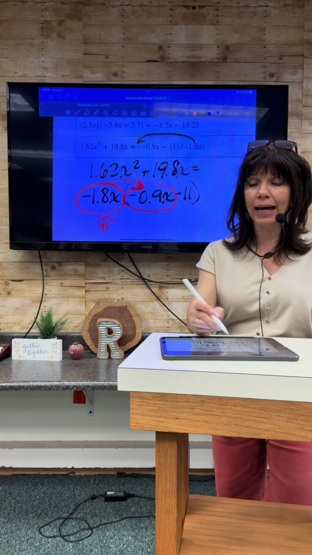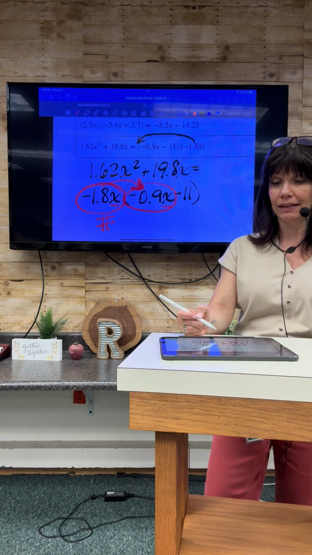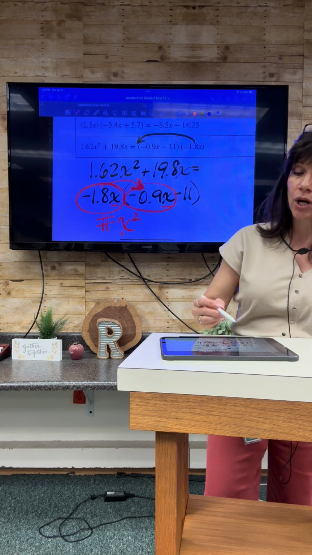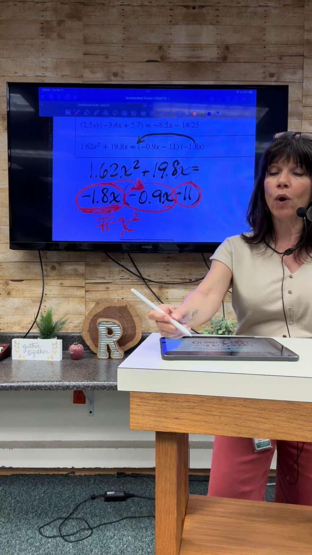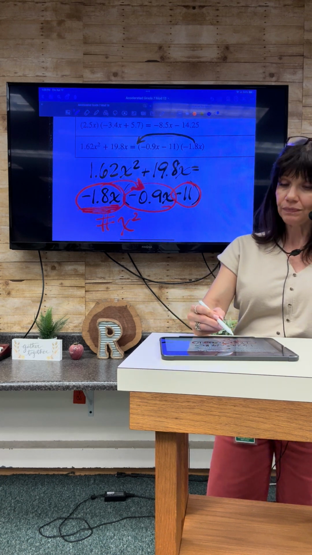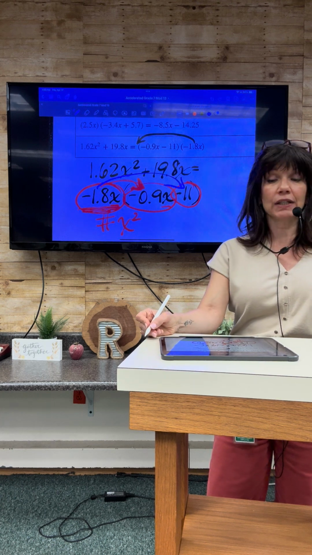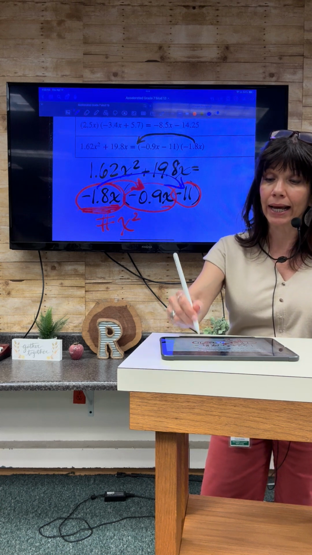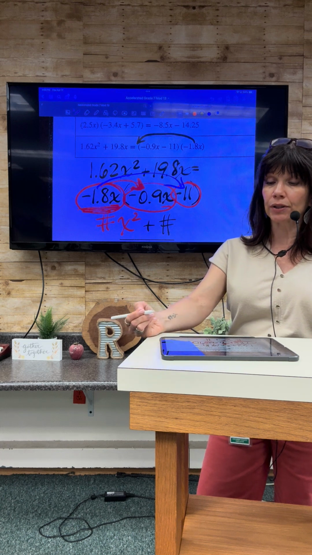Now, how about the x times the x? What will you write on your paper for that? X squared. And then how about negative 1.8x and negative 11? What will you do there? Negative 1.8 times negative 11. Guys, I know that's going to be a positive, so I'm going to write a plus sign. I write down the number I got on my calculator.